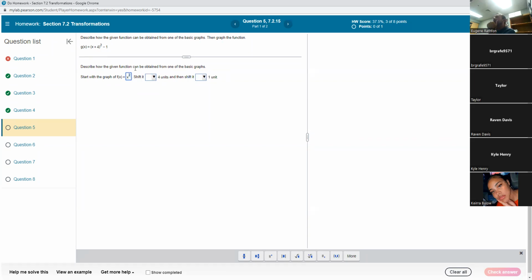Now, it says shift it blank 4 units. So that 4 is inside the parentheses. So let's see, y'all said 4 units, so that's perfect. So you click the arrow and we'll go down here and pick left like you said. And then shift it blank 1 unit. So what about that part? So right, left, up or down. So y'all said down. So we click down, y'all. So left 4 units, down 1, check our answer.